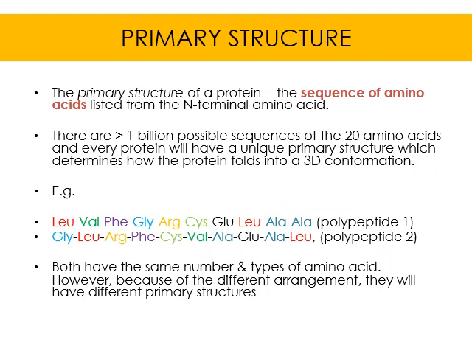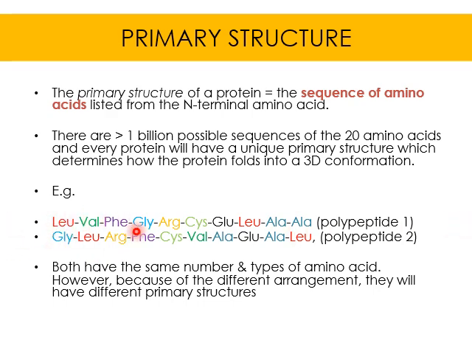As we know, the primary structure of proteins is a sequence of amino acids listed from the N-terminal amino acid. There are more than 1 billion possibilities of how these amino acids can be arranged into a protein. That's why every protein has a unique primary structure that will determine how the protein is going to be folded into its 3D conformation.